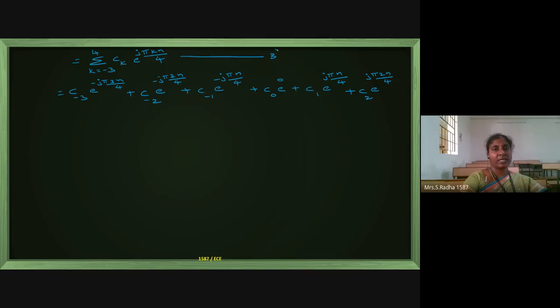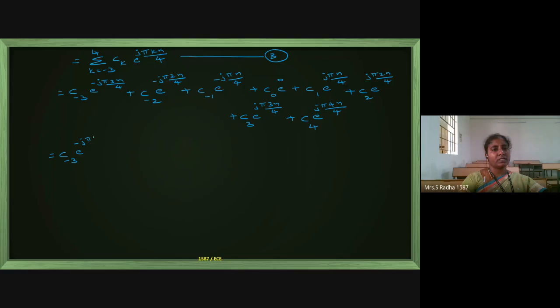I am just expanding 3. Up to summation limit 2 I completed. Now summation limit 3 when I substitute, e power j pi 3n divided by 4, and the last element is C4 e power j pi 4n divided by 4. Wherever further simplification is possible, I will just do it. Otherwise I will retain the term as it is.